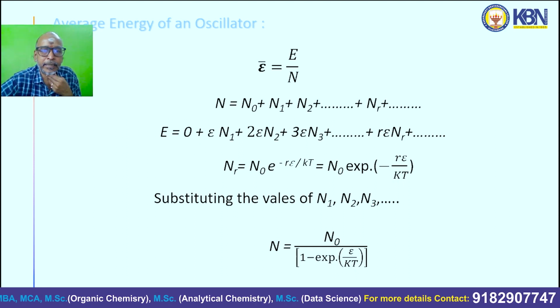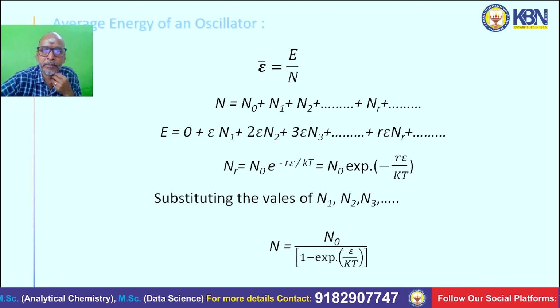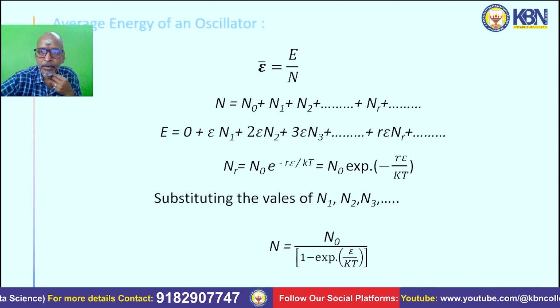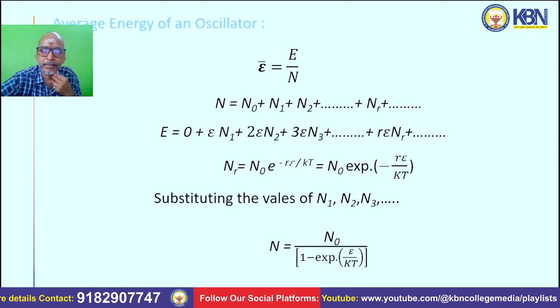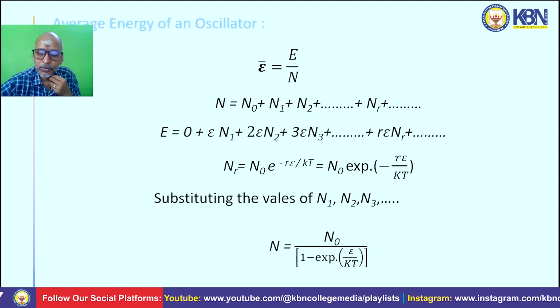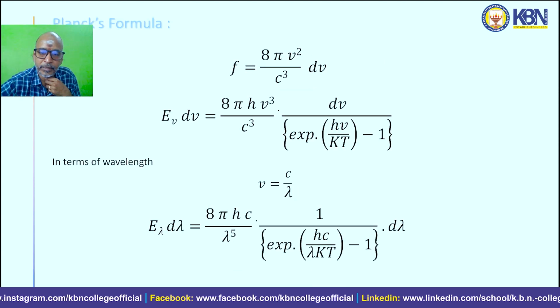Here the average energy of each oscillator is represented by epsilon bar. It is equal to E by N, where capital E is the total energy of all oscillators and N is the total number of oscillators. By substituting these values of E and N, we finally get the average energy of each oscillator: epsilon bar is equal to h nu divided by e power h nu by kT minus 1.